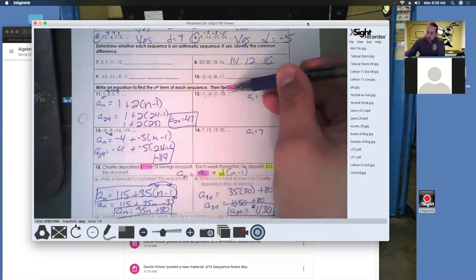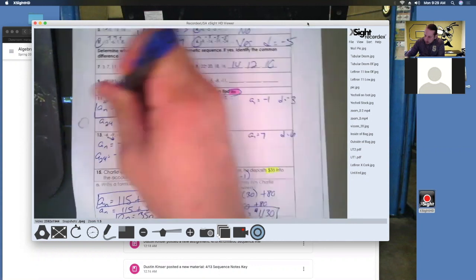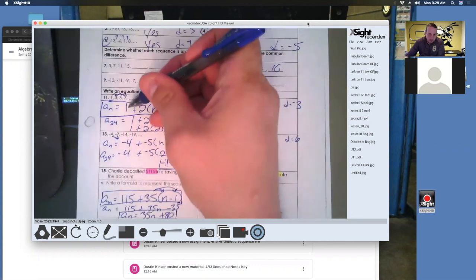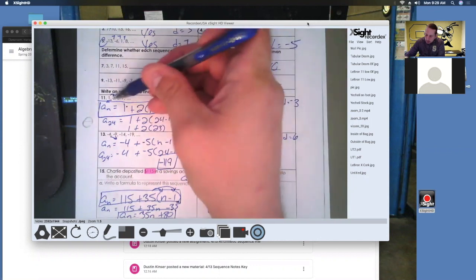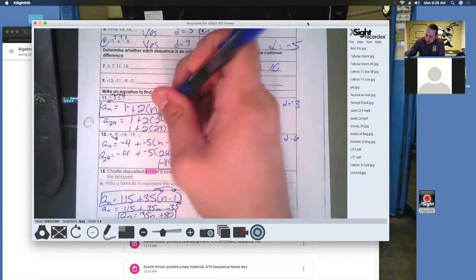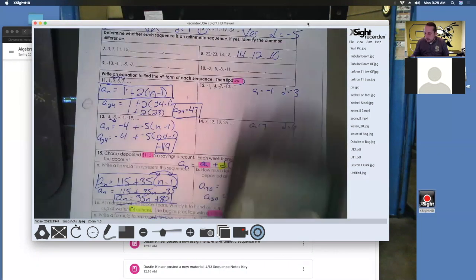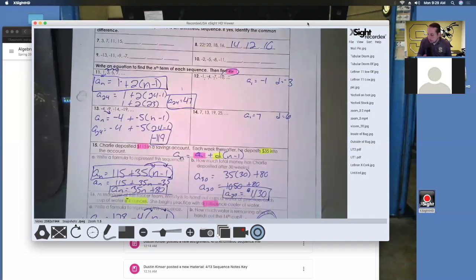All right, so you go through, set up your equation. So we set up our equation like this. Our first term was 1. And then the difference was 2. It went up 2 every time. And then all we did is take 24 and plug it in for n right here. 24 minus. So it's going to be 3 plus 23.